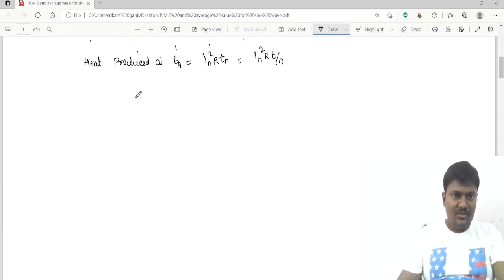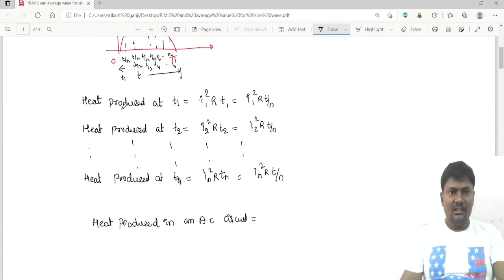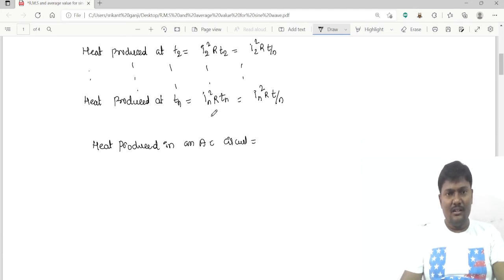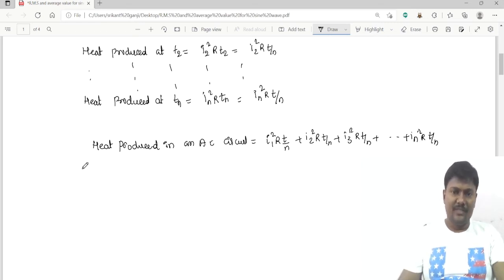Now the heat produced in an AC circuit is equal to the sum of the heat produced of these values, that is i1 square R T by n plus i2 square R into T by n plus i3 square R into T by n plus so on, in square into R into T divided by n.